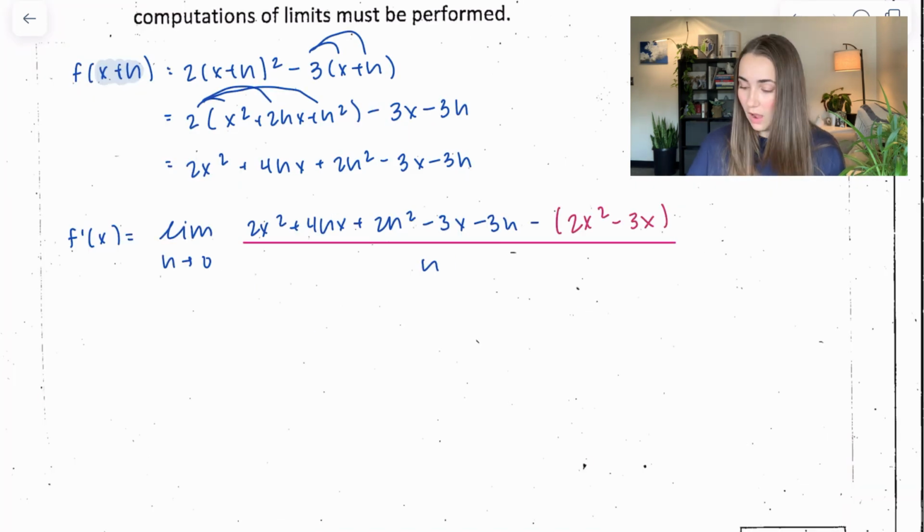So notice right here, I had to put the actual function in parentheses because we have to remember to distribute out this minus. I can't tell you how many exams I've graded and people forget to distribute that minus sign. So let me go ahead and do that.